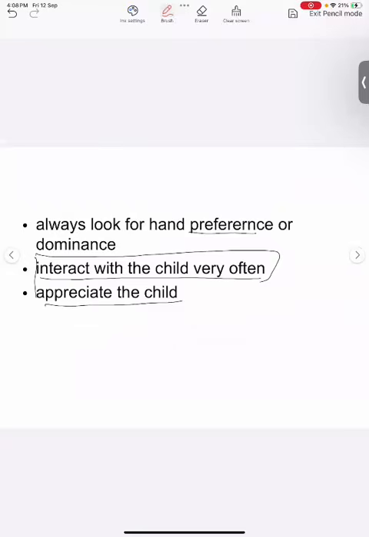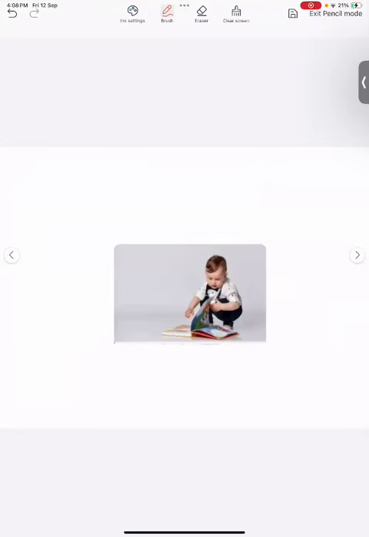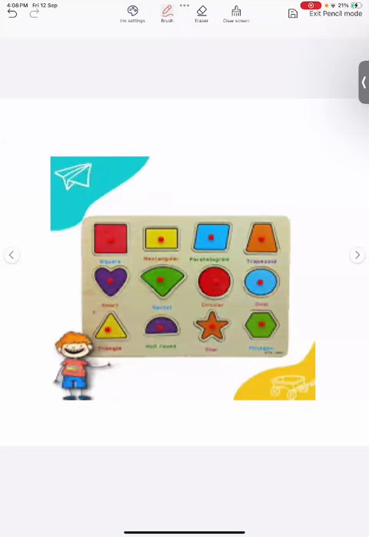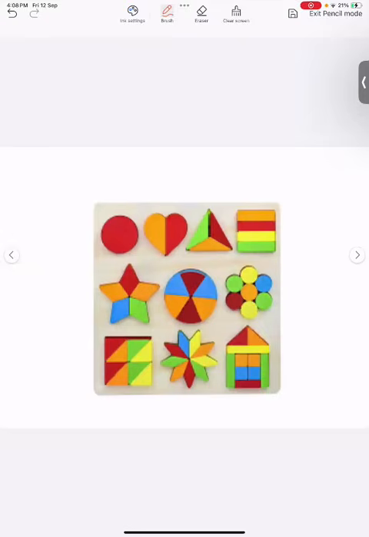I will show you on the diagram. So what are those shapes and what is that board? You see the child is having, these are the simple shapes, okay? So at the age of 2 years, he can put two simple shapes in the board. At the age of 3 years, he can put three simple shapes on the board. But at the age of 4 years, he can put complex and simple. So this is complex. Just 1 minute. This is a simple shape and this is a complex shape. Just 1 minute, please.